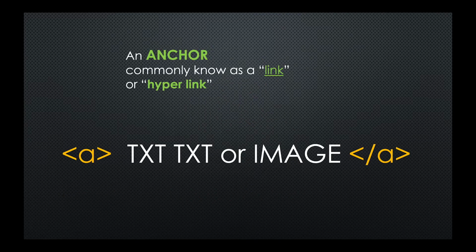Another example of a tag that requires an attribute will be anchors, also known as links or hyperlinks. The anchor requires an open tag and a closing tag, and the text in between, or image, is what is being affected.